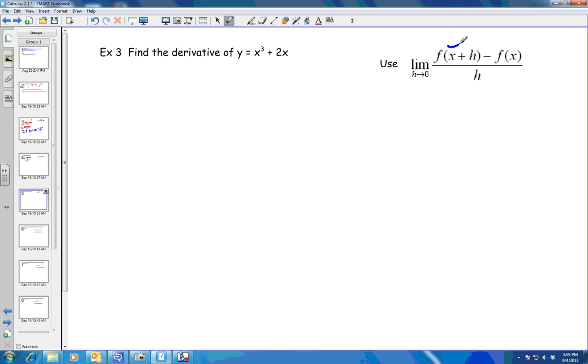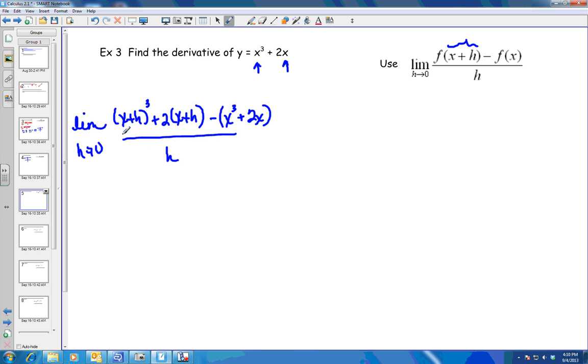So remember, I'm going to use x plus h and plug it into each x first. So here's what I have. The limit as h approaches 0, x plus h quantity cubed plus 2 times x plus h, that's that first part, minus f of x. F of x is our original function, all over h. Now here's the deal. This right here is going to take a little work. You have to FOIL that out. And over here to the side, I'm going to show you x plus h quantity cubed. That means x plus h, x plus h, x plus h.